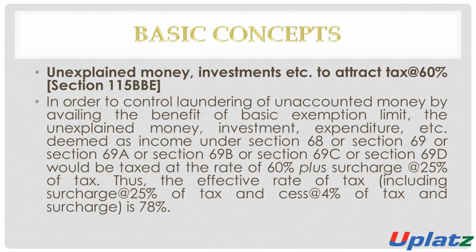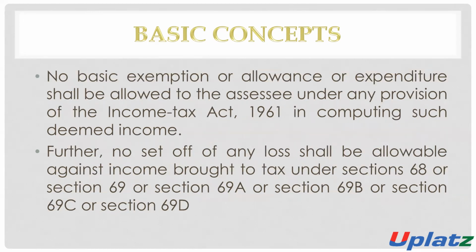This means that on the unexplained money, investment or expenditure, the person is required to pay tax at a total rate of 78%. This section is introduced to avoid unaccounted money, because when it is disclosed, it will be taxable at the total rate of 78%. There is no basic exemption in respect of such unexplained money, and no allowance or expenditure shall be allowed to the assessee under any provision of the Income Tax Act.